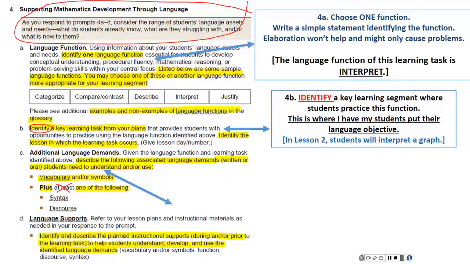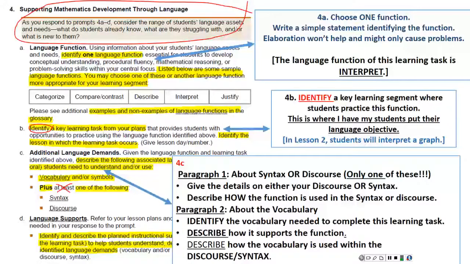4C, here they want you to describe. Now we got the describe. And that's where most of your effort needs to be. Describe the following associated language demands, written or oral, that students need to understand or use. So here you're going to talk about the vocabulary that they need, plus at least one of the following: syntax or discourse. Do not do both. And so here's how I tell my students to write it.